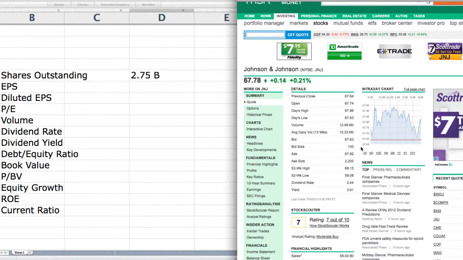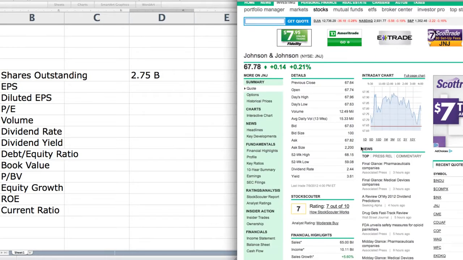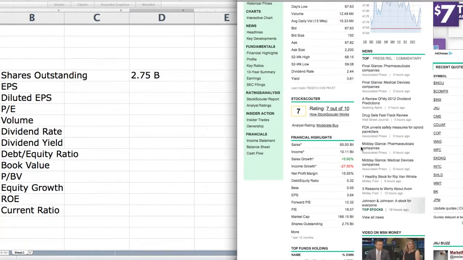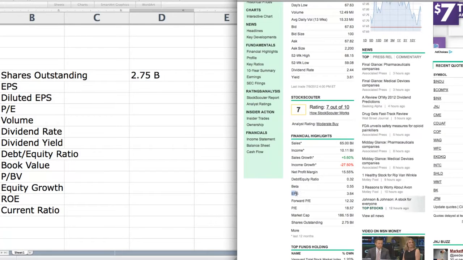So with this number, all the employees have already been paid. All those numbers are already taken. This is the money that's left over at the end of the year per share. We can find the EPS by scrolling down off the top level page, and you can see it says EPS 3.64, so $3.64 per share. Where they're getting that number is off the income statement.